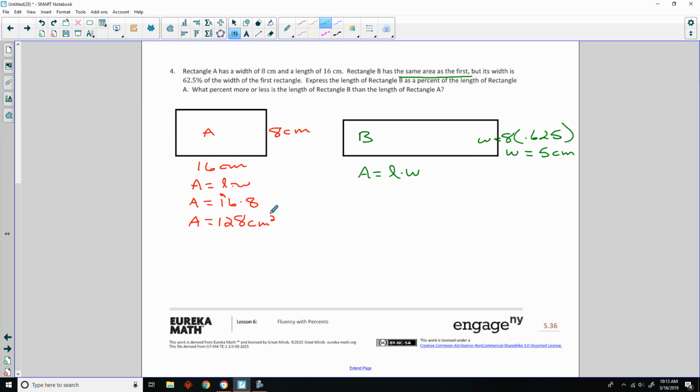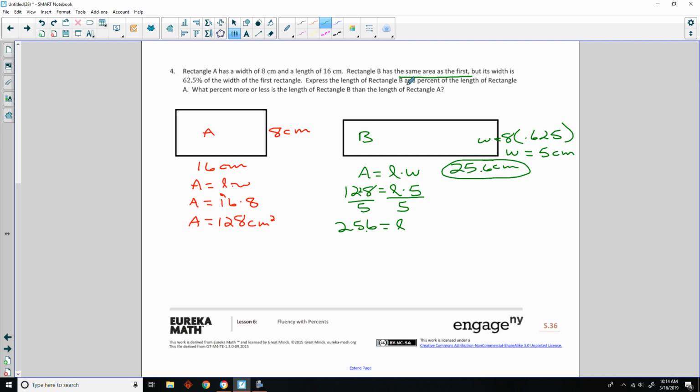The area is equal, so it's 128. We don't know the length, but we know the width is 5. So when I divide both sides by 5, I find the length. 5 goes into 12 twice, remainder of 2. 5 goes into 28 5 times with remainder of 3. 5 goes into 36 6 times, so it's 25.6 centimeters. So that's my length of B.